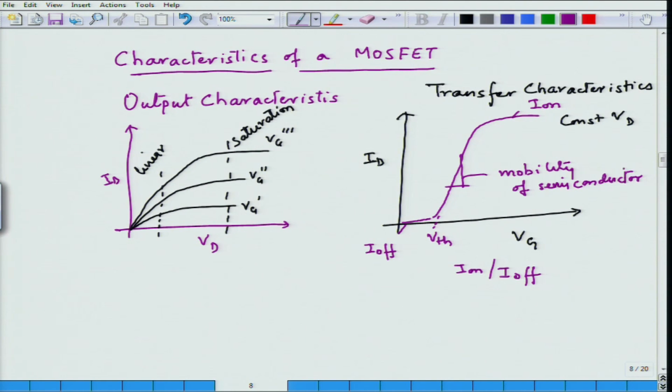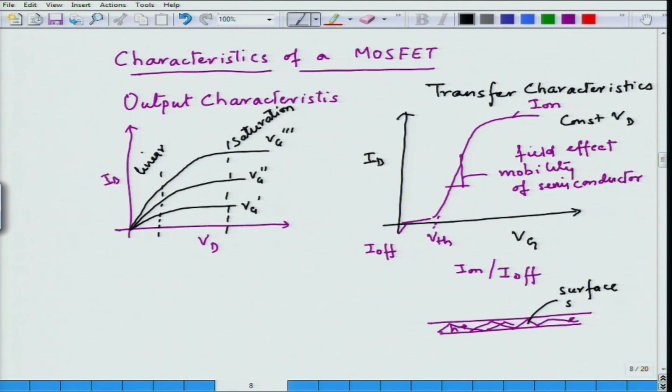Now, generally this mobility is not the same mobility that we have discussed in module 3. This one is called field effect mobility. The reason why it is different from the earlier bulk mobility that we discussed for semiconductors in general is that in this particular case we have the interface and the electrons or holes are only moving in this particular channel. As a result, there is a substantial amount of surface scattering. And hence, typically the field effect mobility of semiconductors, which is measured in a Mosfet, is less than the bulk mobility of the semiconductor.